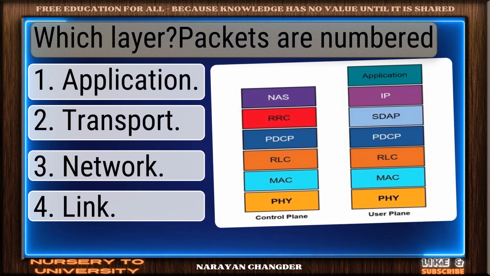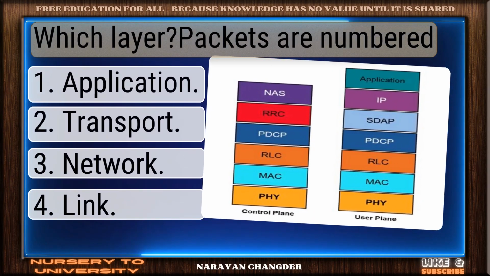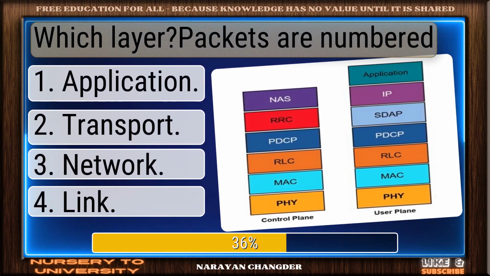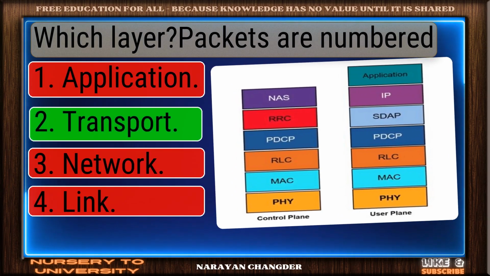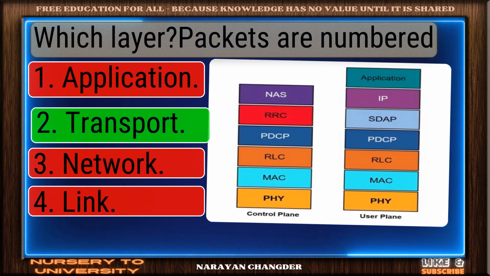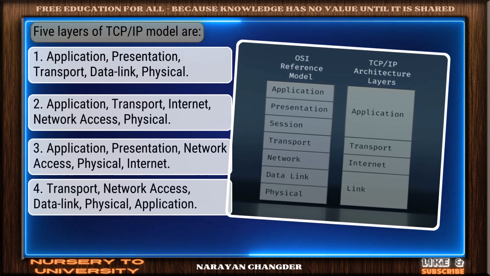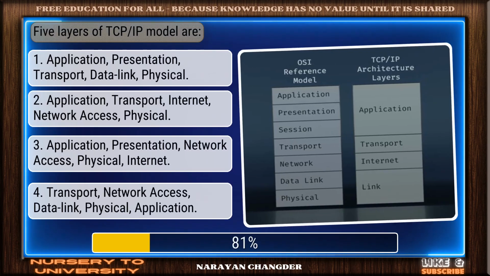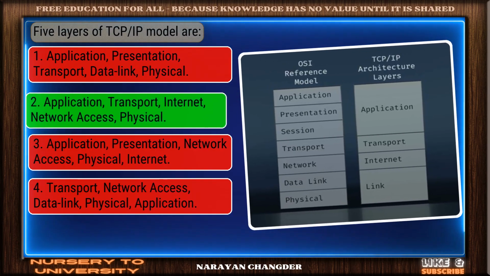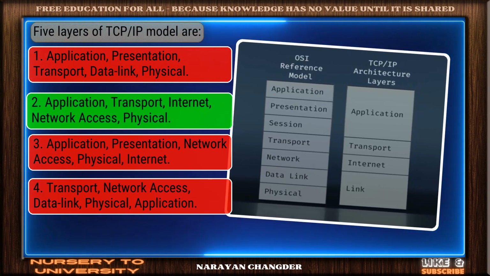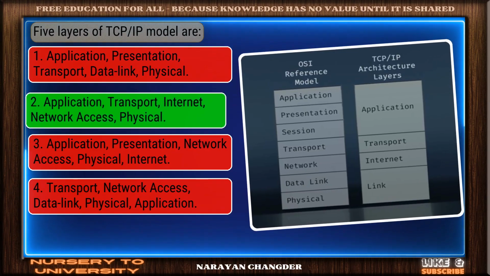Question number 66. Which layer? Packets are numbered. Nicely done. Transport is a solid answer. Question number 67. The 5 layers of the TCP/IP model are? Perfect. Application, transport, internet, network access, physical is the correct choice.